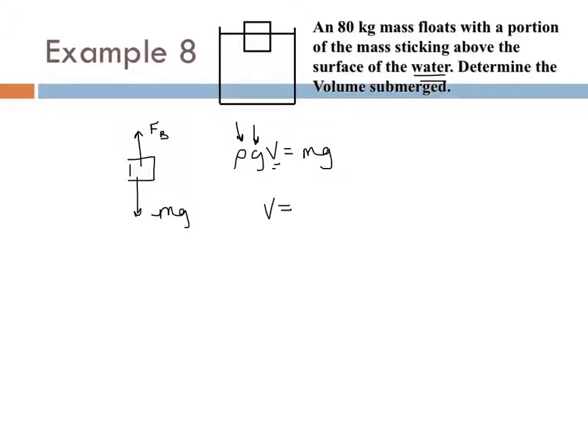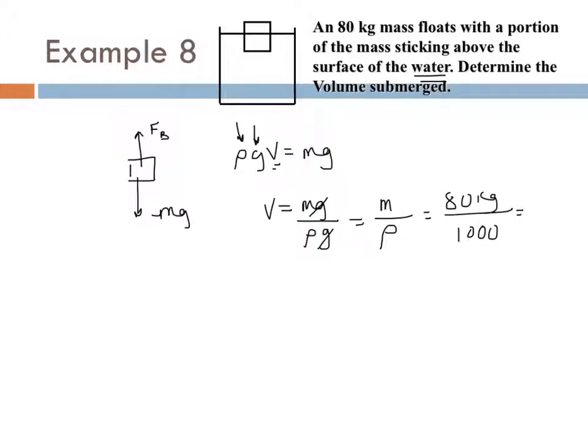So our volume will be equal to mass times gravity divided by density times gravity, or just mass divided by density, which is 80 kilograms divided by 1,000. So 0.08 meters cubed, our unit for volume.